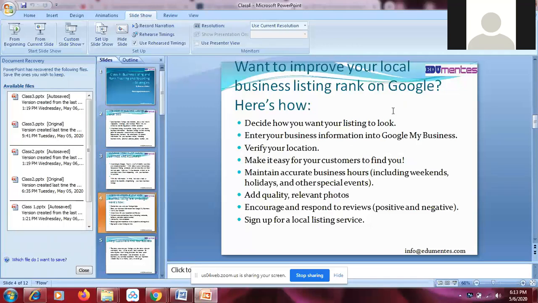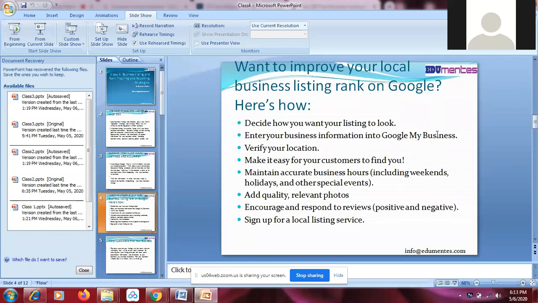Want to improve your local business listing rank on Google? Here's how. Decide how you want your listing to look. Enter your business information into Google My Business. You can always go for Google My Business. Then verify your location and make it easy for your customer to find you.